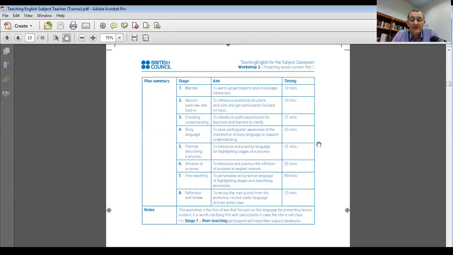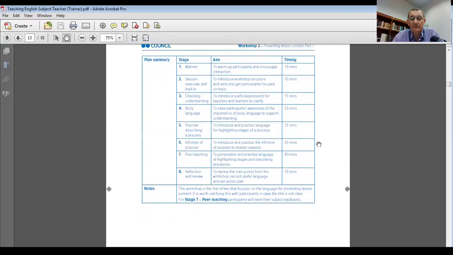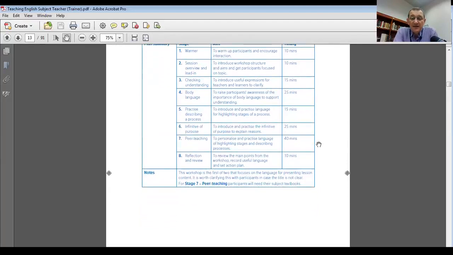Step 5, practice describing a process. And so this is where you will model the process language and get them to repeat. So you're drilling process language. Step 6, the infinitive of purpose. Remember, that is in answer to the question why. Why do students put their hands up? Answer, to answer a question. That's the infinitive of purpose, to answer a question. So 25 minutes in that step to practice the infinitive of purpose.